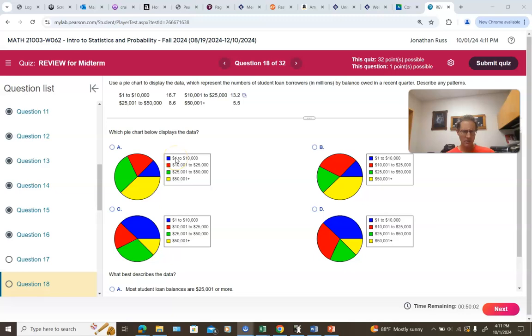Okay, so first thing I would look at is the 50,000 plus. That's going to be your smallest wedge. So it cannot be A or B. It's going to have to be C or D. And then the next smallest wedge, okay, with only 8.6, oh, these aren't even percentages. This is just 8.6.